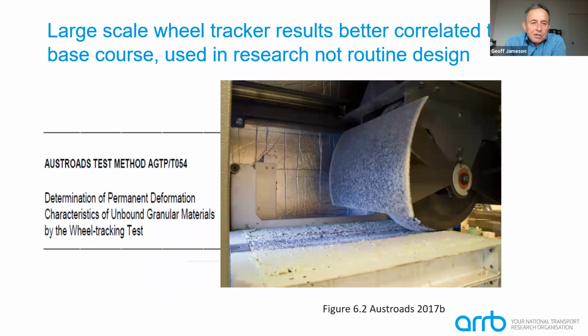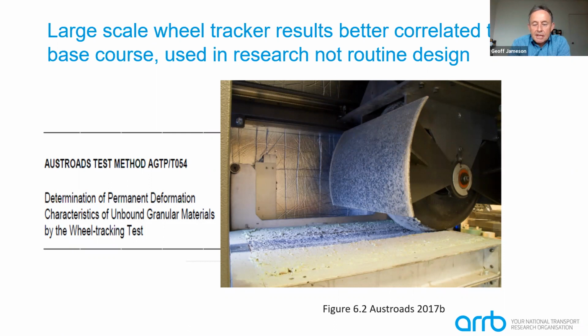From that research, to replace the repeat load test, we're suggesting a large-scale wheel tracker test, which is better correlated with the deformation of base course. At the moment there's only one in use in Australia, and we have it at ARRB. It's used in research largely, has been used on a couple of projects for routine design, but it's not commonly used for routine design.